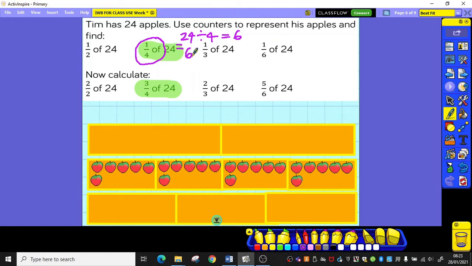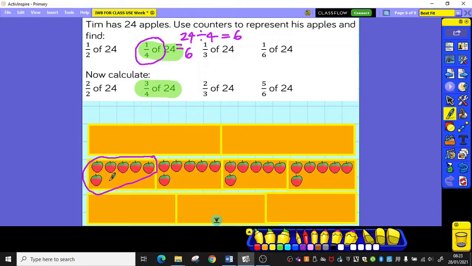So a quarter of 24 is 6. And again, I can show this on my bar model. But 24 counter apples, I've shared them one at a time into my 4 boxes. I ended up with 6 apples or counters in each box.